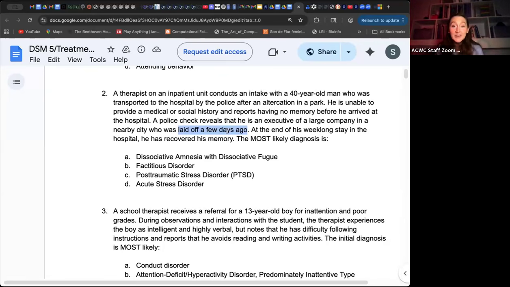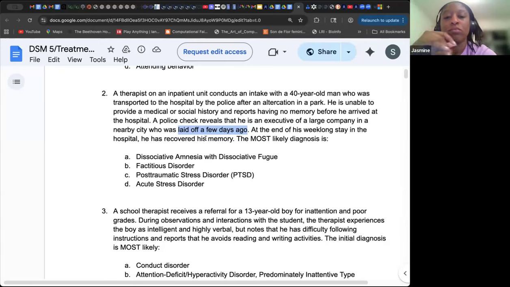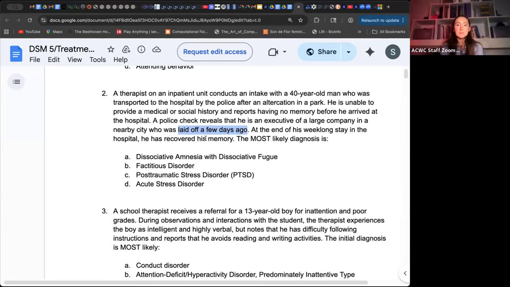The other hint, by the way, if you get a question like this, is that at the end of his long fugue state, he recovered his memory. Sometimes somebody's been suffering with dissociative amnesia where they forget, and then dissociative fugue, they don't even remember who they are, but their memories can come back. Sometimes it will come back and they'll remember their history and who they are.